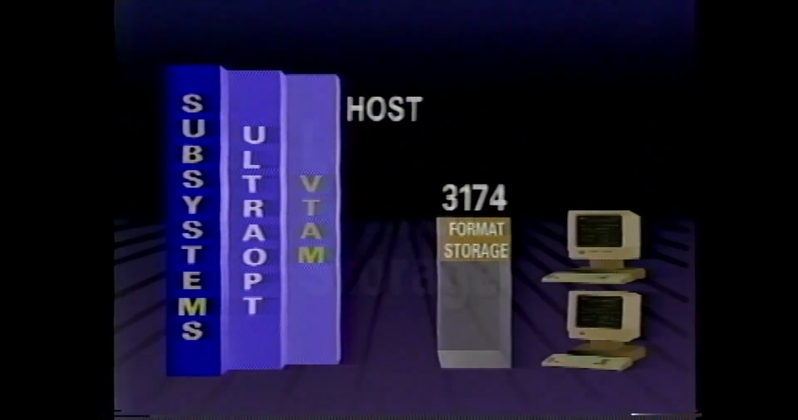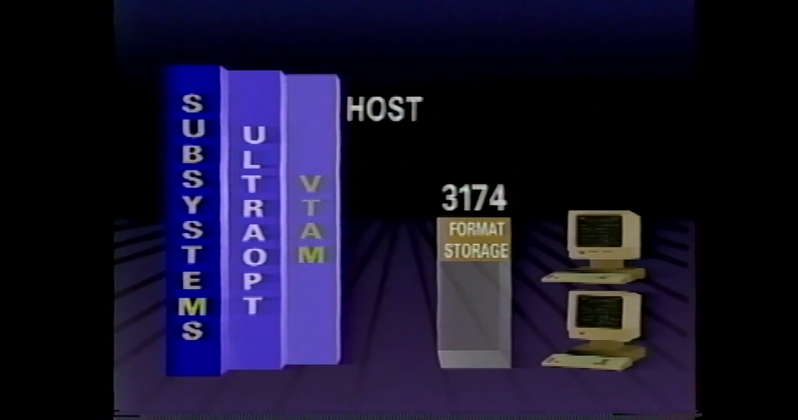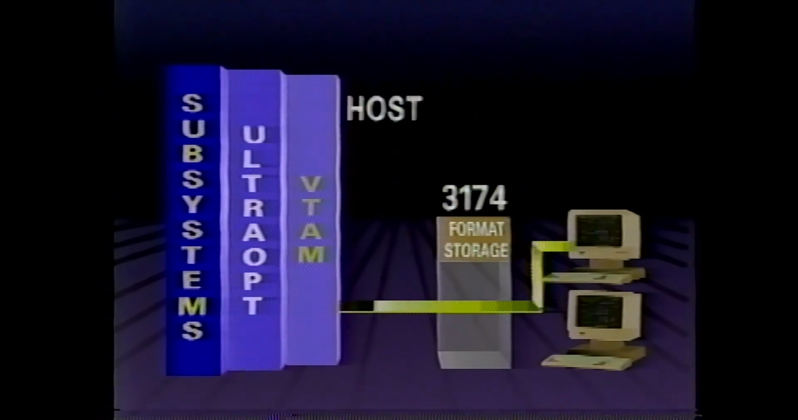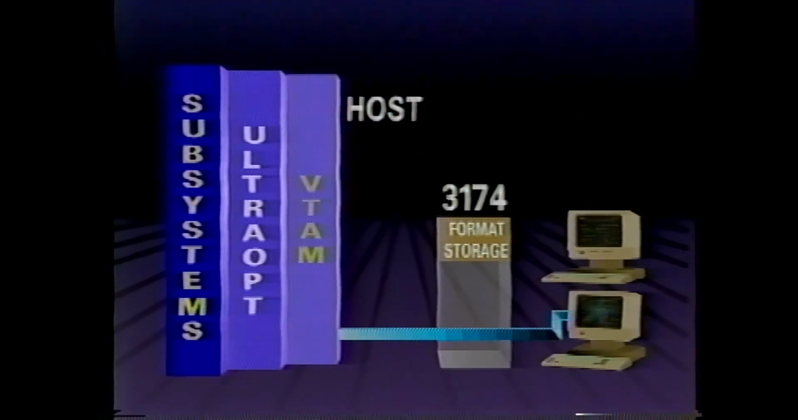Local format storage, or LFS, functions much like a cache memory. When an application program requests a screen, UltraOpt VTAM stores that screen as a local format in the specially allocated controller memory. Then, when that screen is requested again, it's immediately retrieved from the controller's local memory, updated, and displayed. So the host application doesn't have to retransmit the format across the network. And all this is totally transparent to the user.